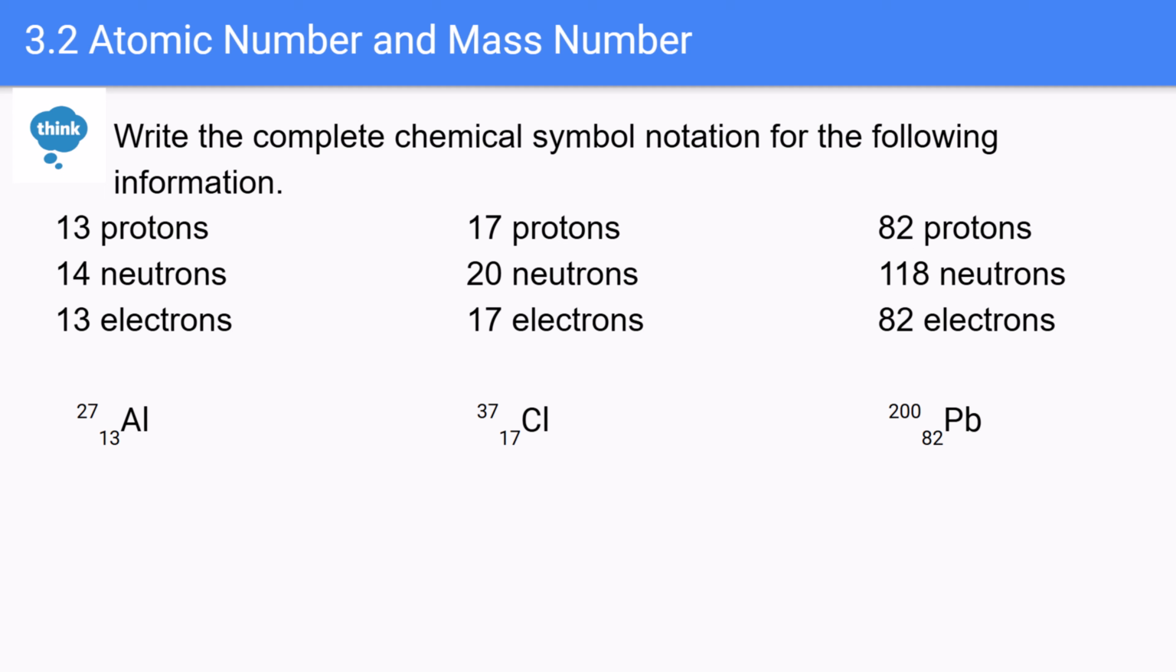There may be times where I give you little bits and pieces of all of this information. It's very important that you can fluidly work back and forth between determining protons, neutrons, electrons, and its symbol, and vice versa. So make sure you're very fluid in going through and determining that information.